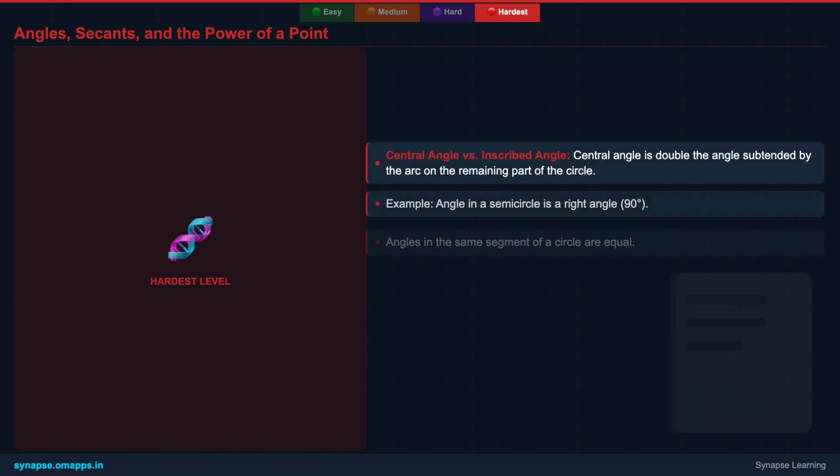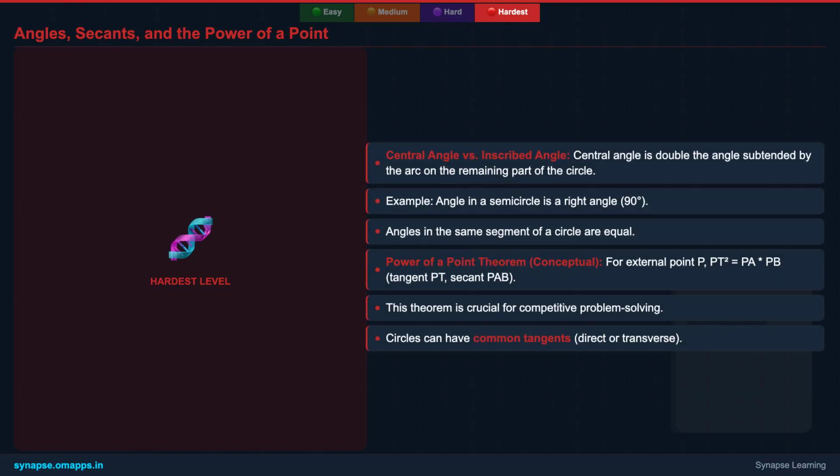Angles within circles are fascinating. The angle an arc subtends at the center is always double the angle it subtends at any point on the remaining circumference. This leads to profound results, like the angle in a semicircle always being a right angle.